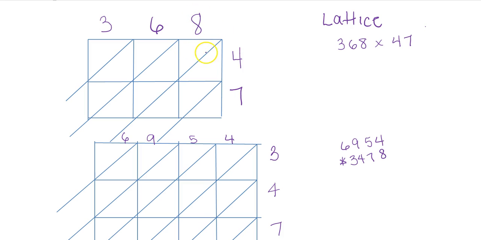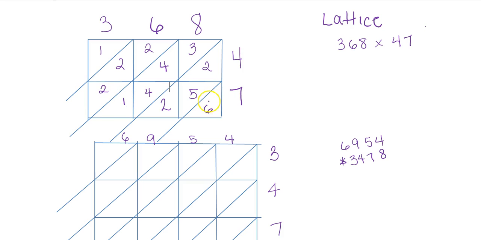So here we go. 8 times 4 is going to be a 32. 8 times 7 is a 56. 6 times 4 is 24. 4 times 3 is 12. 7 times 6 is 42. And 3 times 7 is going to be a 21.